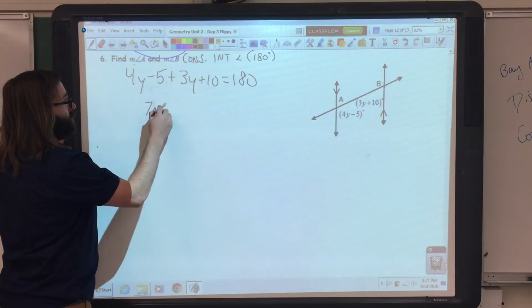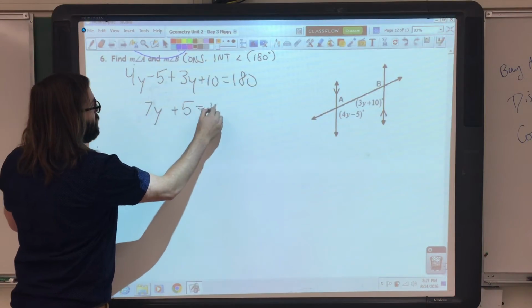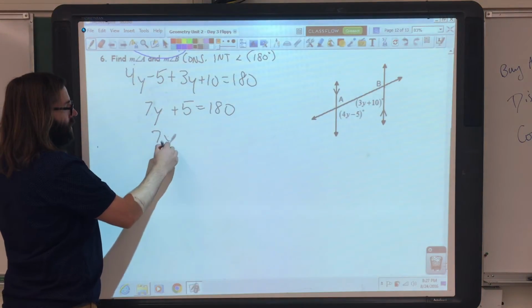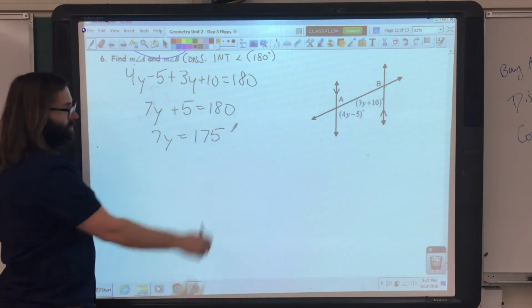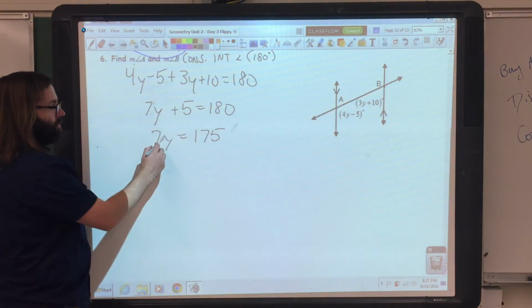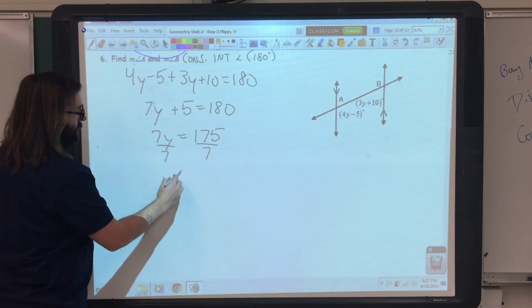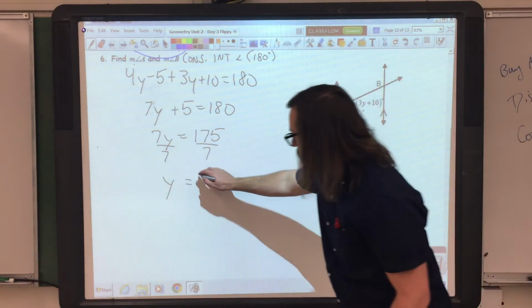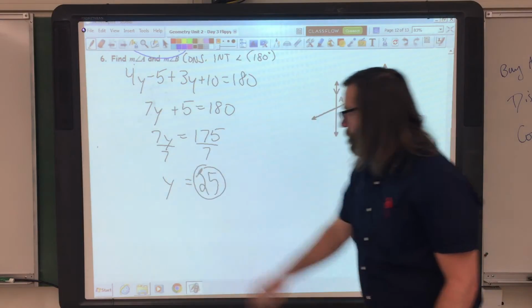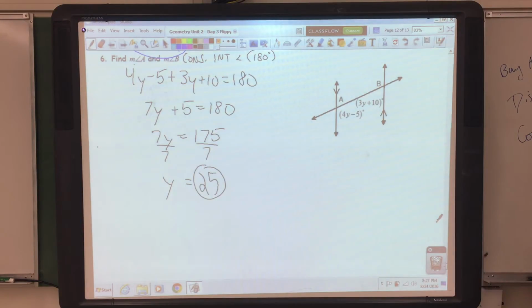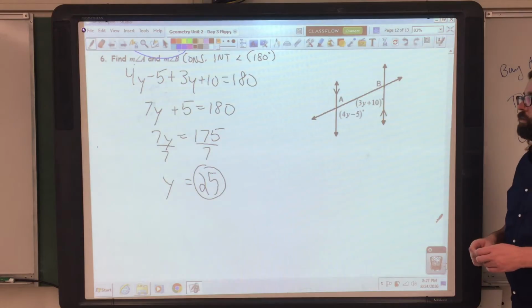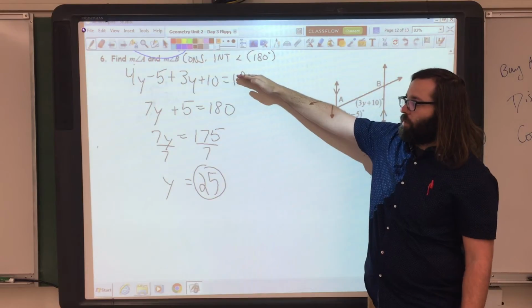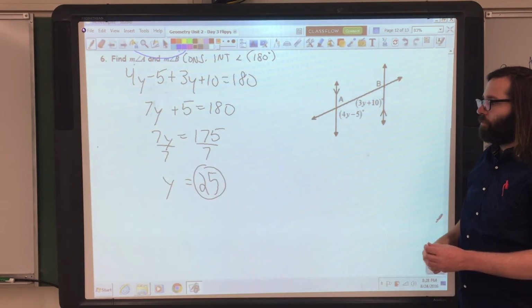Combine like terms, you get 7y plus 5 is 180. Move the 5 over, subtract, 7y equals 175. To get y, you just divide by 7, and y is going to equal 25. So once you know that these are supplementary and you set up your equation, it's just algebra. Okay, you got to solve for y.